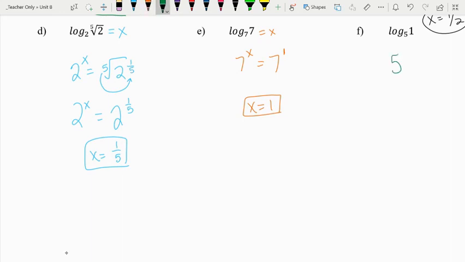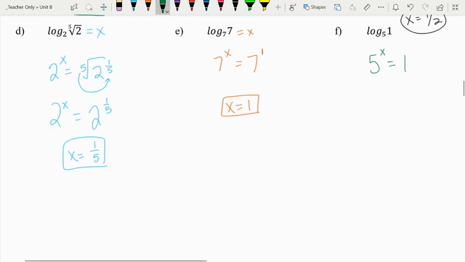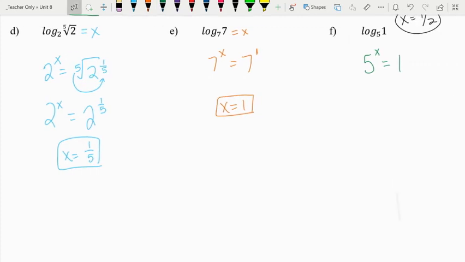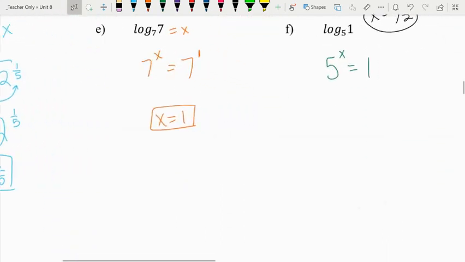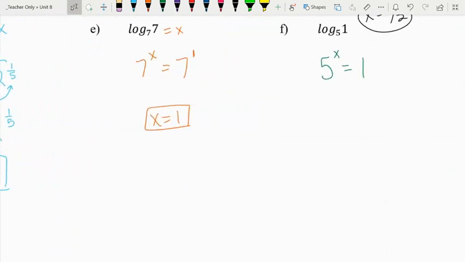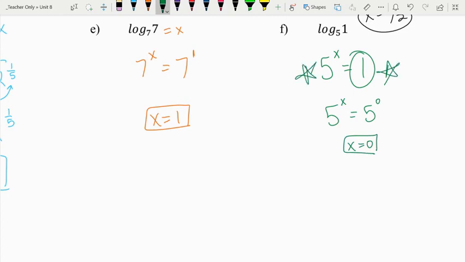And the last one would be 5 to the x equals 1. Well, this was kind of like what I was talking about above, and maybe this was a little tricky. But remember, these would have to be the same base. And the only way to get 1, you would have to have 5 to the 0. So the only way for 5 to the x to become 1 would be if the exponent was 0. Okay, and this is true for any number. It doesn't have to be just 5.